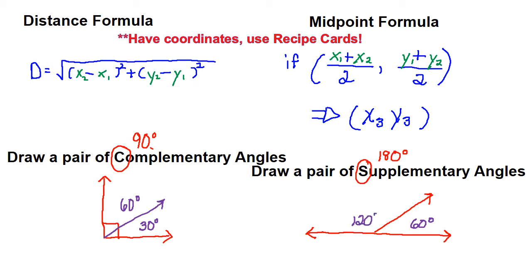Remember, you can't always measure them with your protractor. You have to know what the shape is doing, and then do the math by using the postulates, either adding the segments or adding the angles.